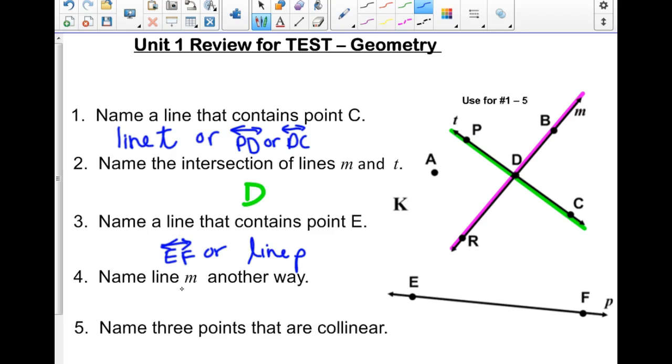Name line M another way. You need 2 letters on the line. So it could be line RD, it could be line DV or line RB. Any 2 points on the line, but you need the line symbol above there. Name 3 points that are collinear. Collinear means in a line. So I could do P and D and C, or I could do R and D and B.